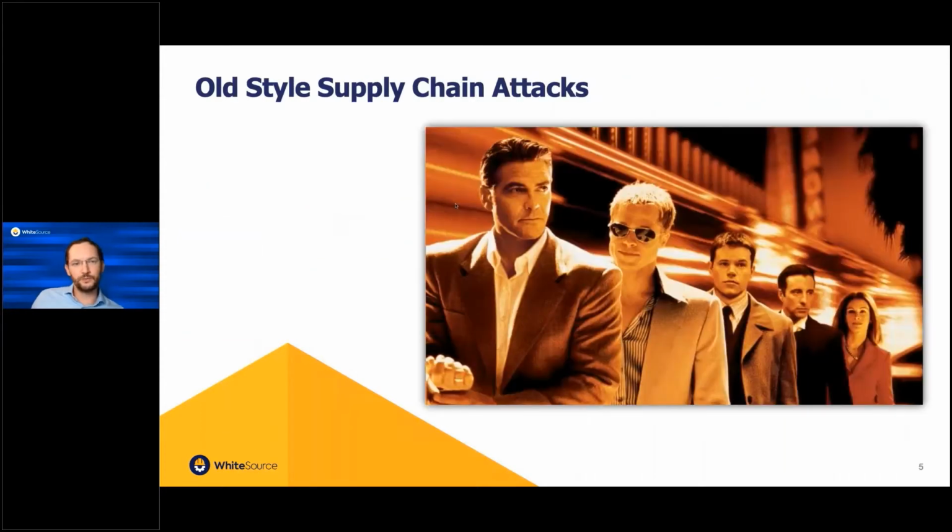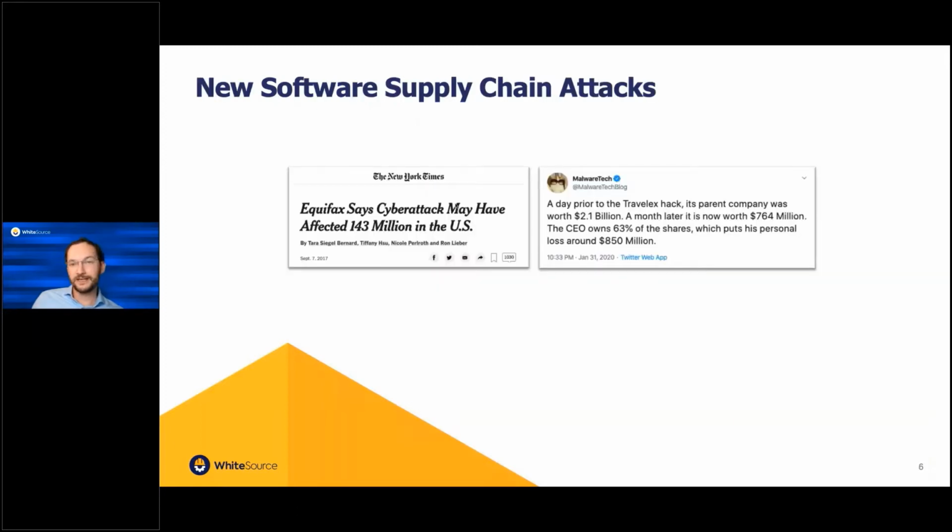So one of the challenges with open source today is that the old style supply chain attacks, like in the movies, the Ocean's 11, took a lot of charm and luck and physical risk to be able to compromise a company's supply chain, to be able to get into their process. And that's all changed now. I mean, you still can physically compromise a supply chain, but if we look at a couple of examples in the software area, Equifax is very, very well known.